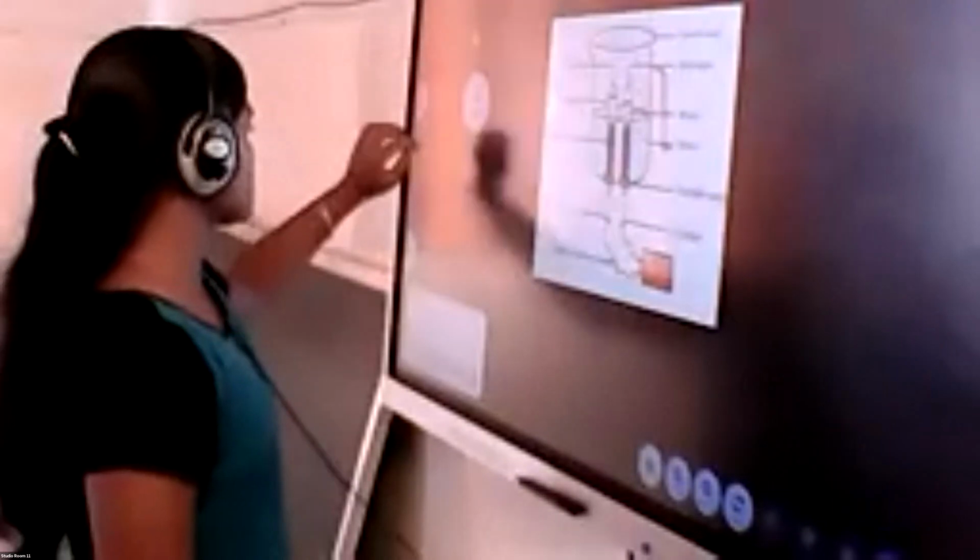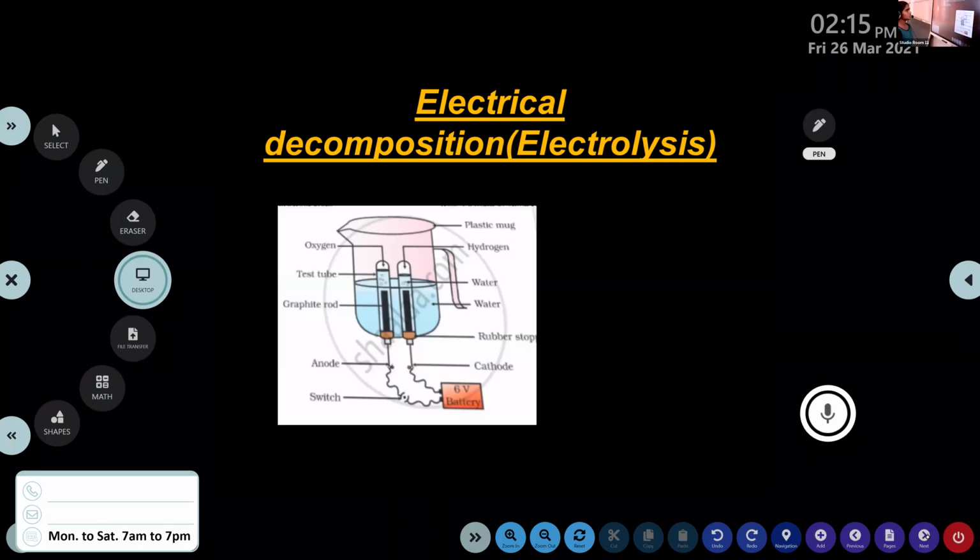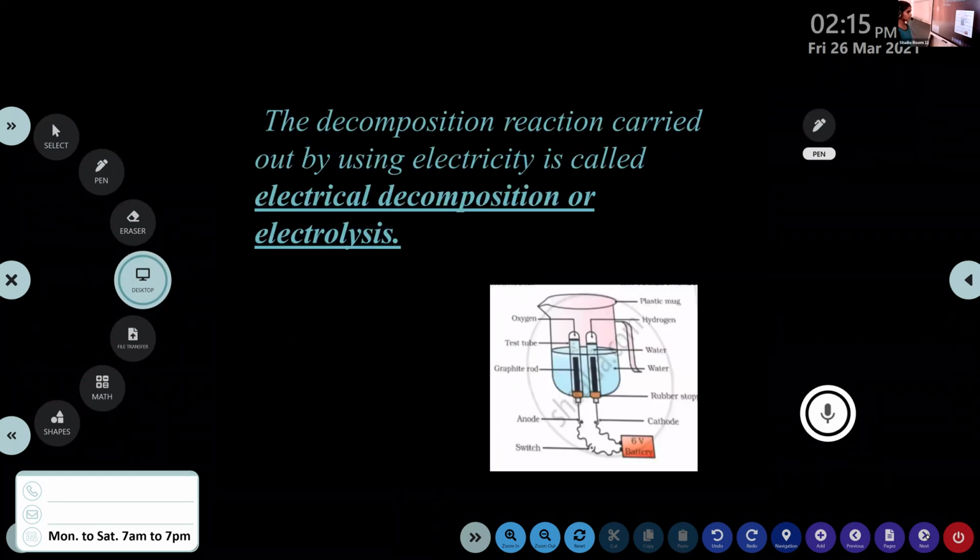Which electrode is used in this electrolysis of water? Made of graphite. Yes, a graphite rod is taken. Okay, I think now it's clear for you. So you can write the definition. The decomposition reaction carried out by using electricity is called electrical decomposition or electrolysis. Do you have any doubt regarding this? No, ma'am. Okay.